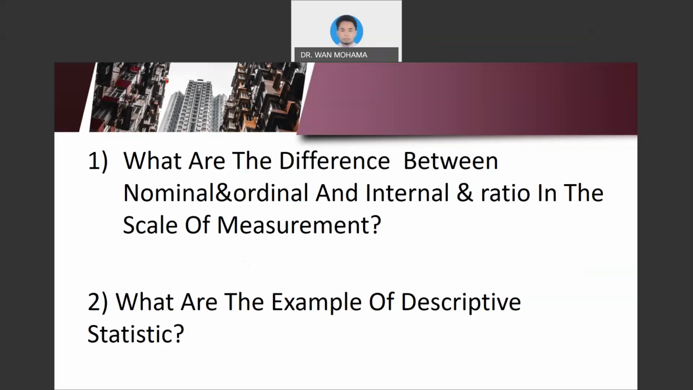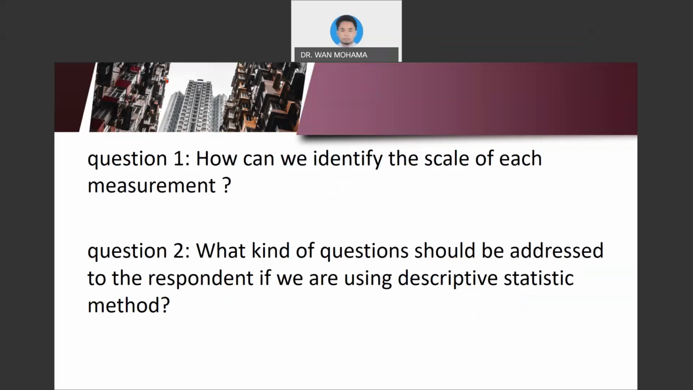And then what are the examples of descriptive statistics? Like I said before, gender, education, income, and so on. Then how can we identify the scale of each measurement? Like I said before, you have to know what nominal, ordinal, interval and ratio are. Nominal and ordinal are the categorical, and interval and ratio are the continuous scale. Categorical variables have 2 types. Nominal you don't have to compare, and ordinal you can compare.